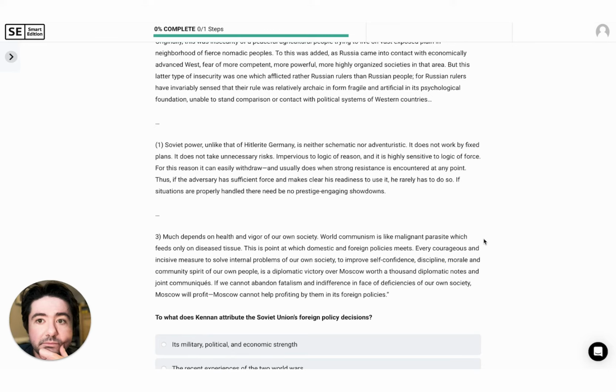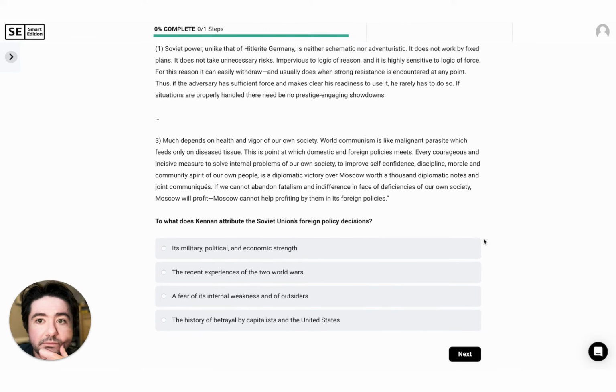So, that said, to what does Kennan attribute the Soviet Union's foreign policy decisions? So basically, why does the Soviet Union decide what it decides? Is it its military, political, and economic strength, the recent experience of the 2 world wars, a fear of its internal weaknesses and outsiders, the history of betrayal by capitalists and the United States? The correct answer is C, a fear of its internal weaknesses and outsiders.